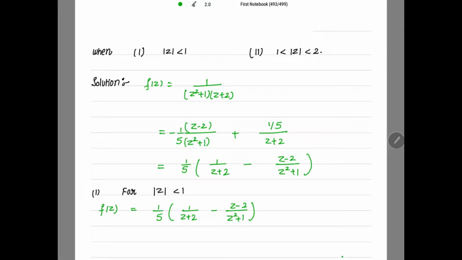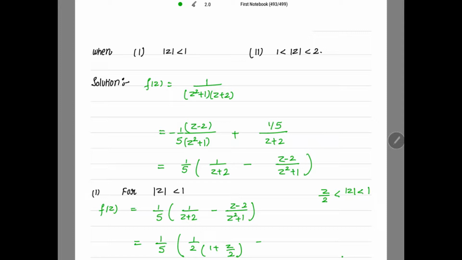Now the first part, for mod z less than 1. Yes, this is 1 over 5. Now I am having mod z less than 1, which means I should take z common or 2 common? Yes, I should take 2 common. So this will be 1 by 2, 1 plus z by 2. See, if mod z is less than 1, then obviously z by 2 is also less than 1.